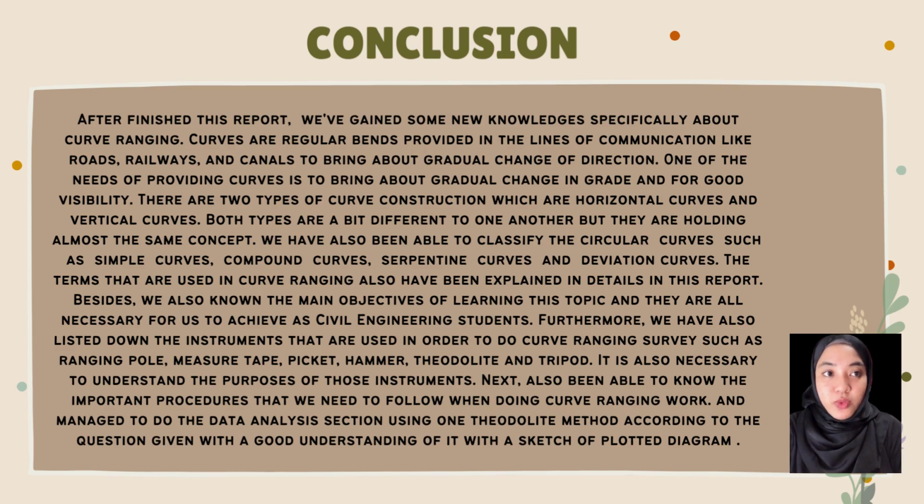We have also been able to classify the circular curves such as simple curve, compound curve, serpentine curve, and deviation curve. The terms that are used in curve ranging have also been explained in detail in this report. Besides, we also know the main objective of learning this topic, and they are all necessary for us to achieve as civil engineering students. Furthermore, we have also listed down the instruments that are used in order to do a curve ranging survey, such as ranging pole, measuring tape, picket, hammer, theodolite, and tripod. It is also necessary to understand the purpose of those instruments.